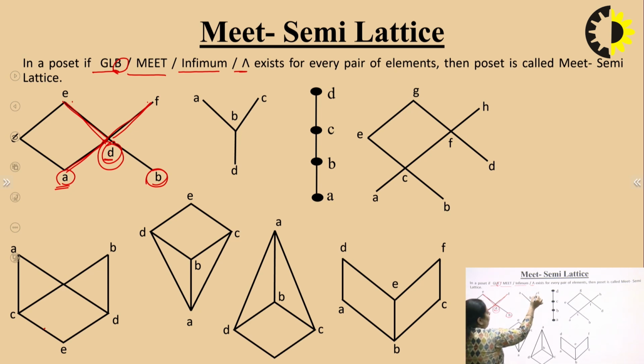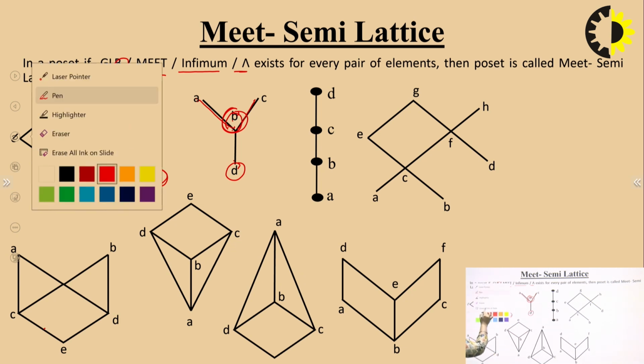For A and C, the very first point to meet is B. For B and D, the very first point is D. For A and C, it is B. For B and C, it is B. For A and B, it is B. So from this, we are able to see how we can find the meet.